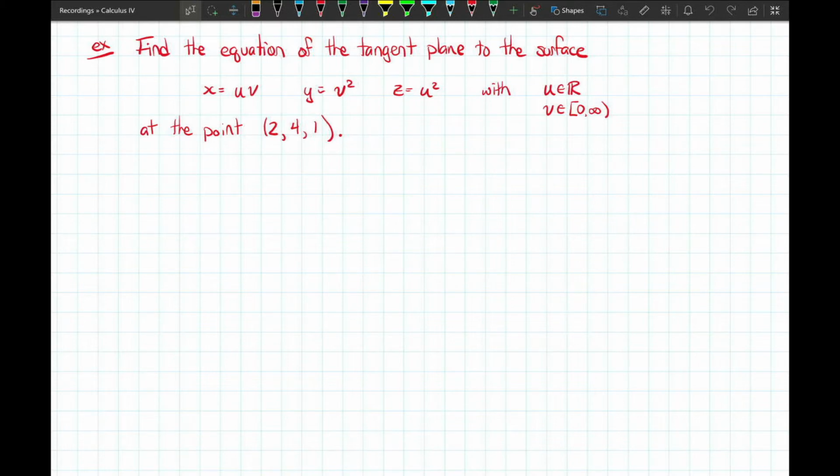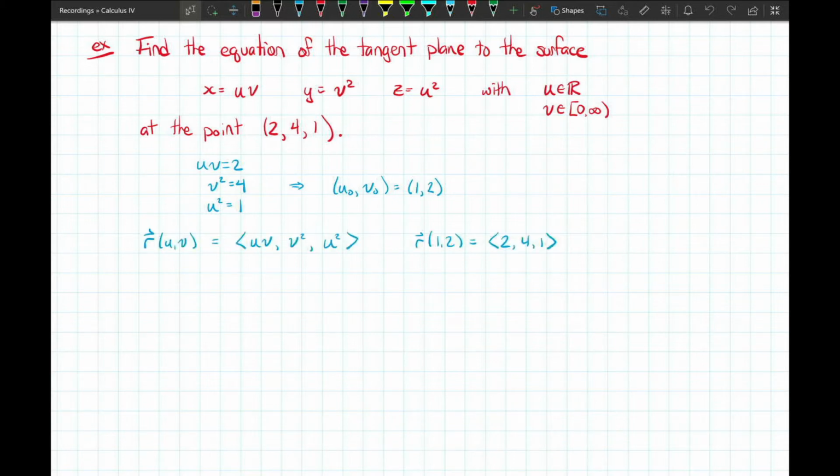We can do that with a quick set of equations by setting uv equal to 2, v squared equal to 4, and u squared equal to 1. And since we know that v is non-negative, we can solve for v right away. v must equal 2, and that gives us u equal 1. And that's our coordinates u naught, v naught on our parameter domain. We can then project that onto the surface to get the coordinates 2, 4, 1. So maybe it's worthwhile to just double check that. Plugging 1, 2 into our parameterization does in fact get us the point 2, 4, 1.